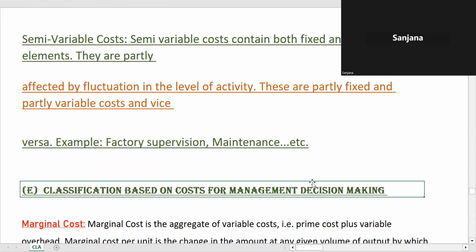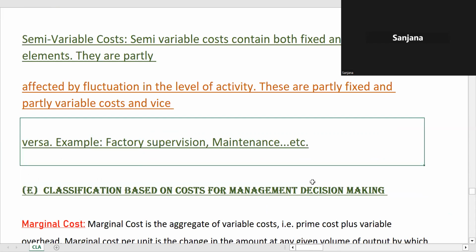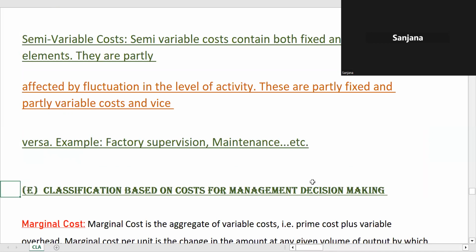Now supervision normally will be fixed, right? Supervisors normally have a fixed salary, but if they do more work or overtime, then it can become a semi-variable cost. Normally, most employee costs, wherever there is a chance of overtime, can become a semi-variable cost.